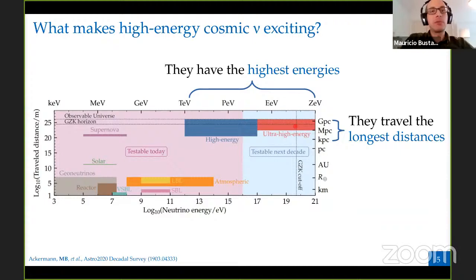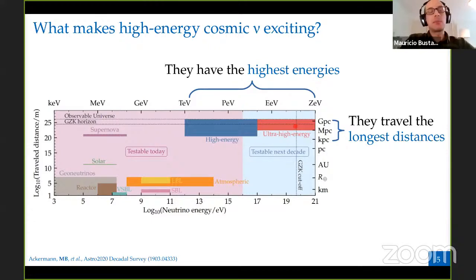You can do things both for astrophysics and particle physics. The fact that these have the highest energies for any neutrino that we expect means that we're probing the most violent acceleration processes in the universe that can make particles at the absolute high end of the particle spectrum. And we don't know what they are yet, but neutrinos are helping to find that out.